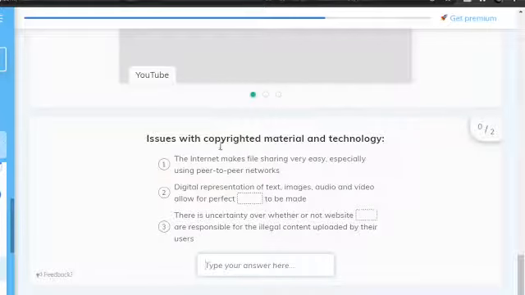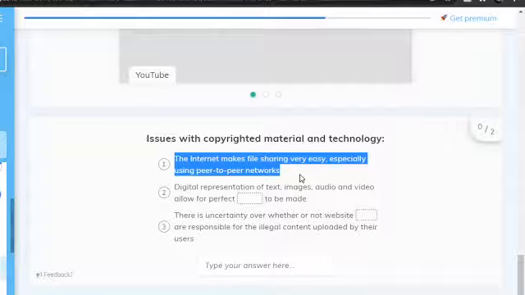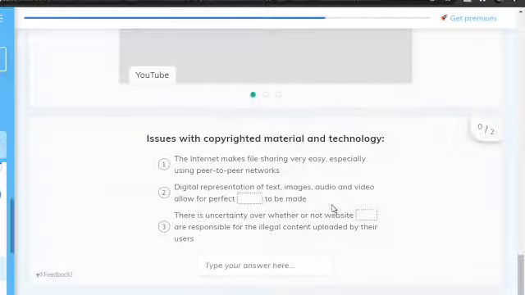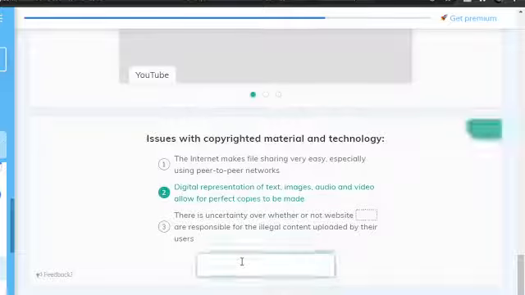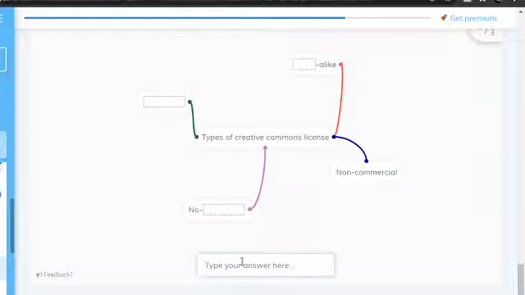So issues. Okay, read this. The internet makes file sharing really easy, especially using peer-to-peer networks. Digital representation of text, image, audio and video allows perfect copies to be made. There is uncertainty on whether website owners are responsible for the illegal content, but theoretically not, like YouTube, etc.